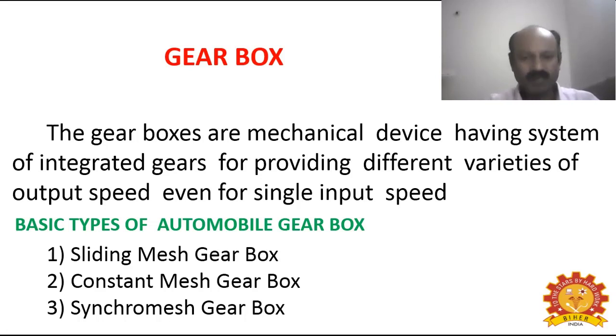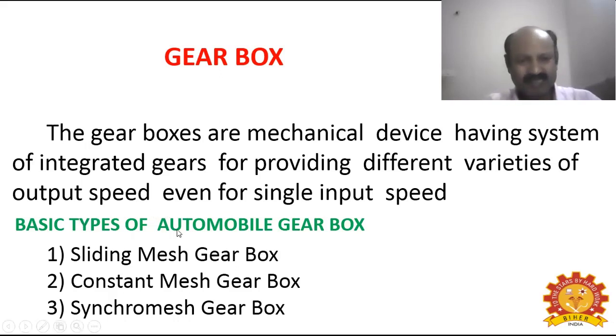For example, if you shift to the first gear, you may get an output speed of 1000. If you shift to the second gear, you may get 2000. If you shift to the third gear, you may get 3000 rpm. Again, if you shift to the fourth gear, you may get 4000 rpm, almost equal to the input speed. So for getting this variable output speed, we are using the gearbox. Even though the input speed remains the same, by shifting the various gears of the gearbox, you can get different varieties of output speed.